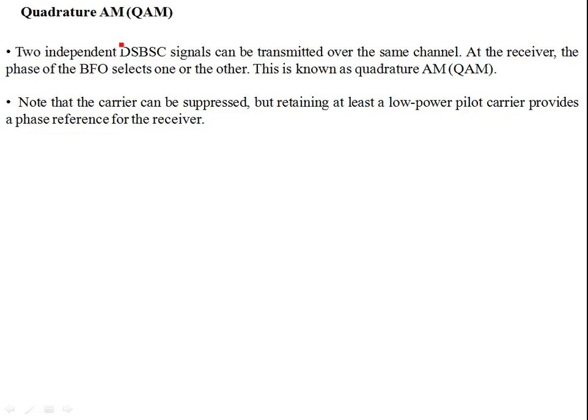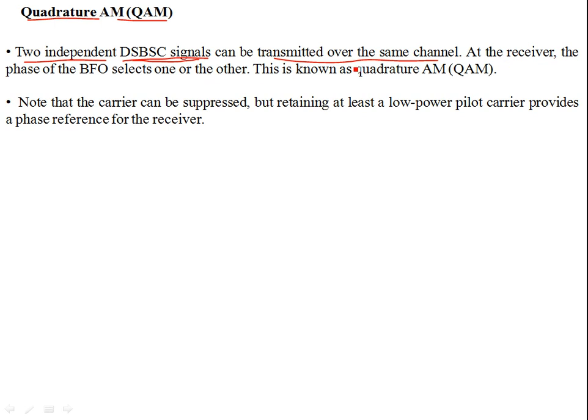Besides single sideband AM modulation and DSB-SC signals, double sideband suppressed carrier, we have the quadrature amplitude modulation technique. What happens in quadrature amplitude modulation is that you can transmit two independent double sideband suppressed carrier signals over the same channel, provided that you modulate the two signals with the same carrier frequency, but the carriers have a 90-degree phase shift.